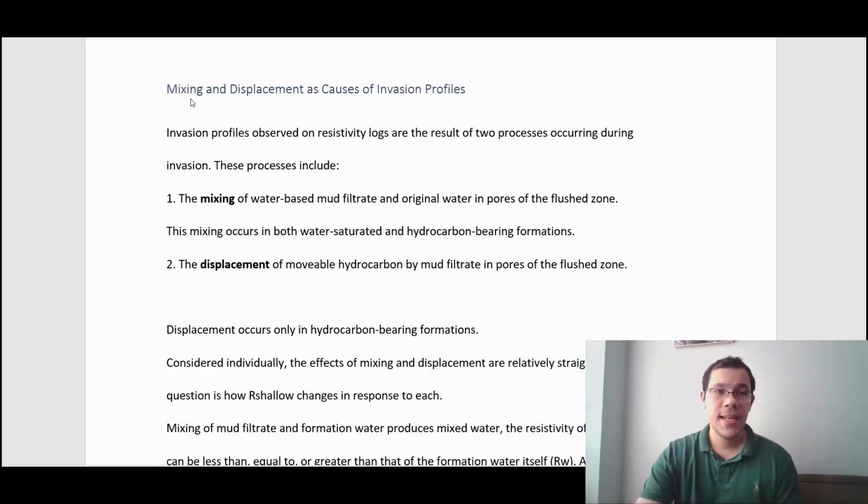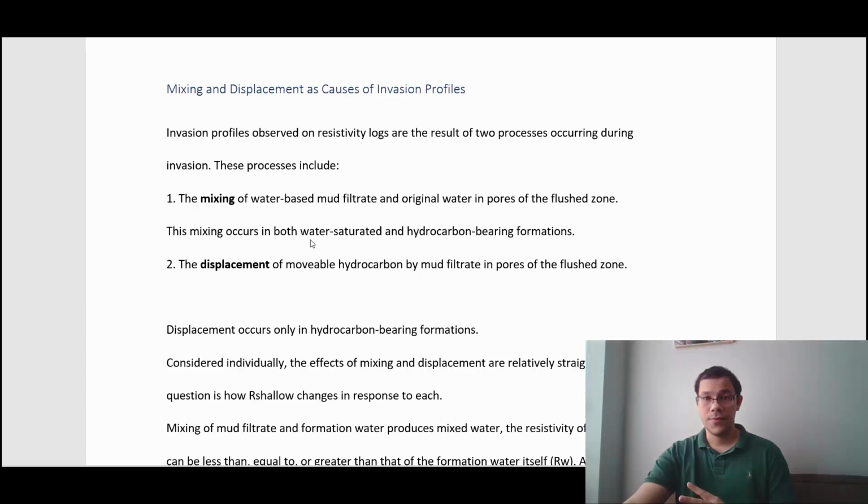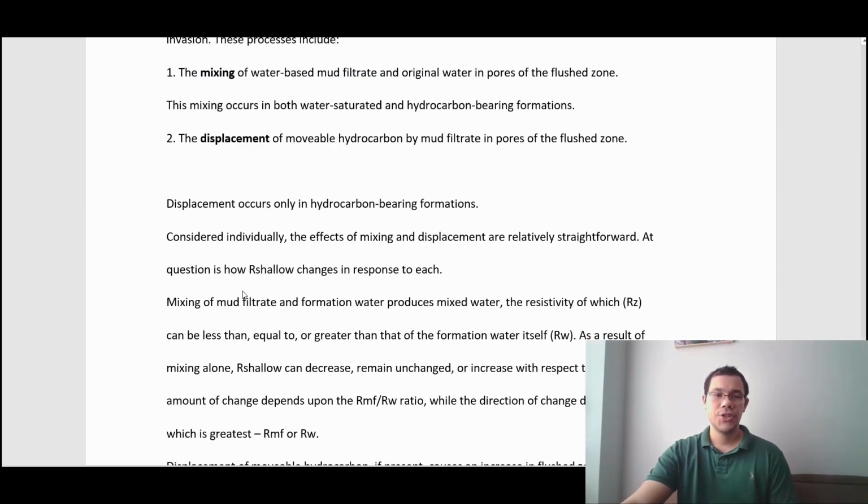Now let's talk about mixing and displacement as causes of invasion profiles. Invasion profiles observed on resistivity logs are the result of two processes. So keep in mind mixing and displacement. Those are keywords here. The mixing of water-based mud filtrate and original water in pore of the flush zone. The mixing occurs in both water-saturated and hydrocarbon-bearing formation, and the displacement of movable hydrocarbons by mud filtrate in the pores of the flush zone.